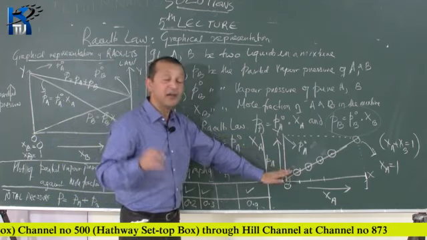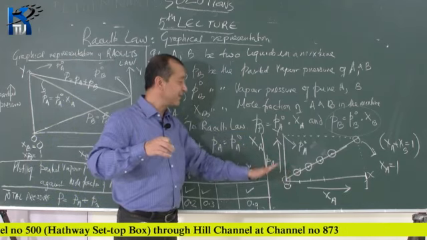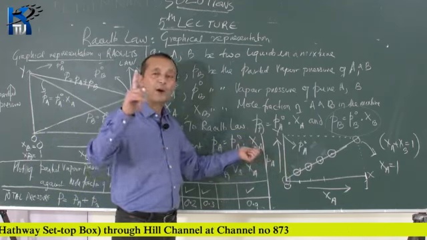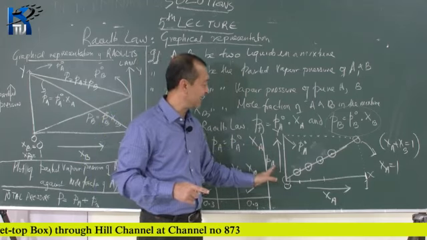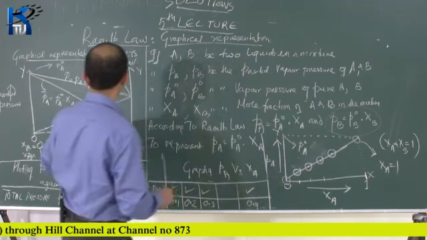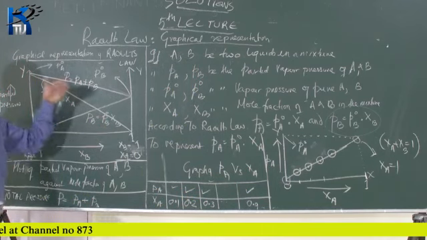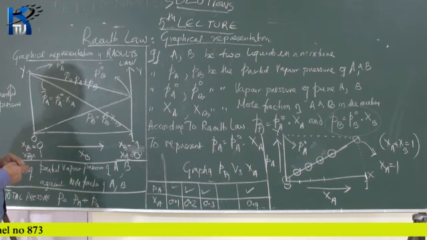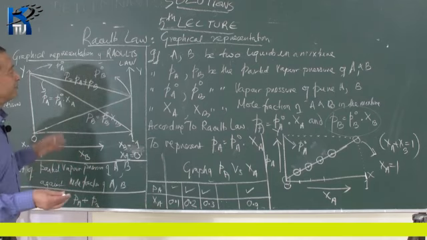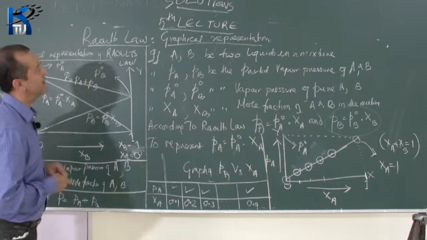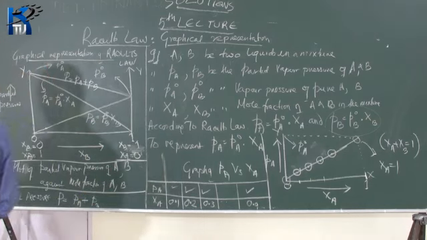This is if you want to show the graph of only one component, supposing A. Now this is if you want to show the graph of both the components A and B. This is the graphical representation of Raoult's law. So you will see this carefully, and then I'll rub it off.